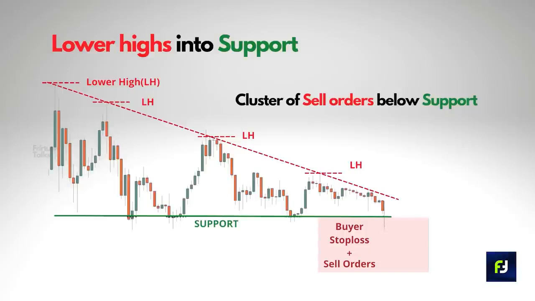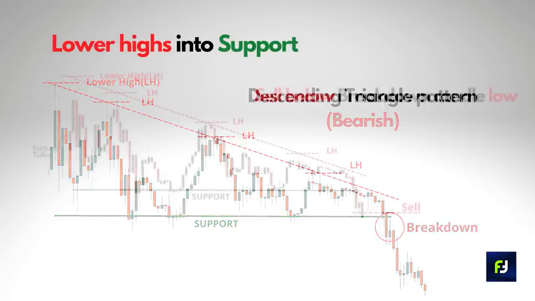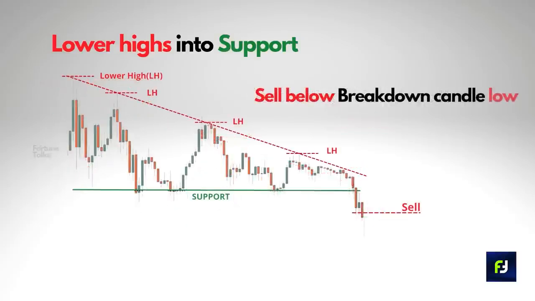Now clearly, this is a sign of weakness in terms of buying. And you might be familiar with this chart pattern called the descending triangle. So if you spot such a pattern in the market, it means that the market could break down lower. In this case, we should initiate a short trade below the breakdown candle low after the candle closes below the support level, just for confirmation.